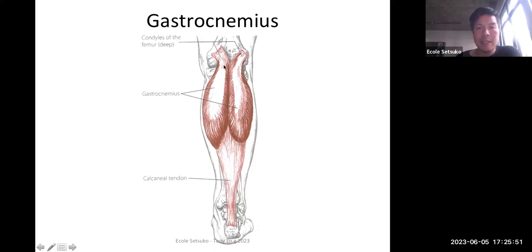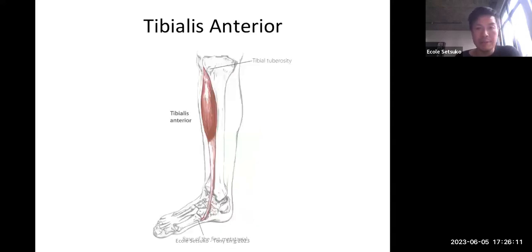So there's a knee action, knee flexion. Also, it has an ankle action because it attaches onto that calcaneus. So it'll do plantar flexion, pointing our toes away from us. So that's going to contract that gastrocnemius. So that's the most superficial part right there.